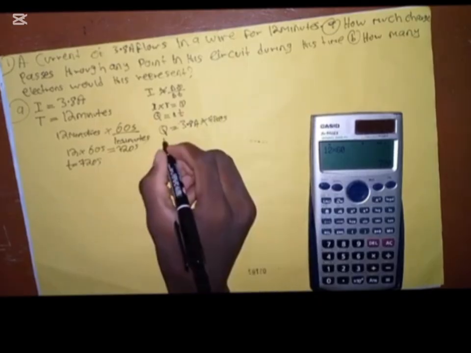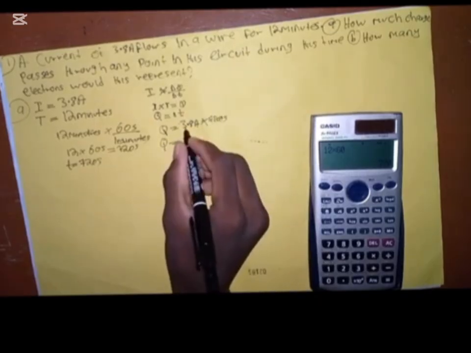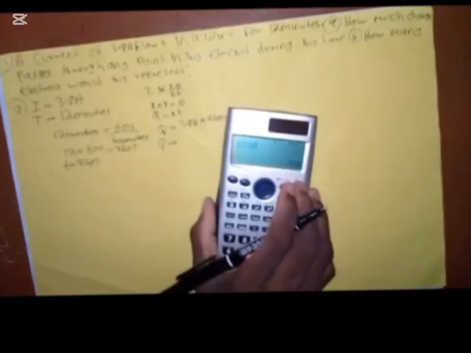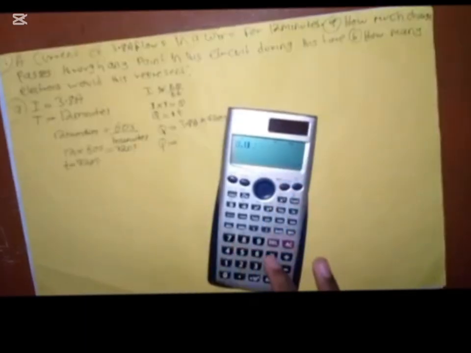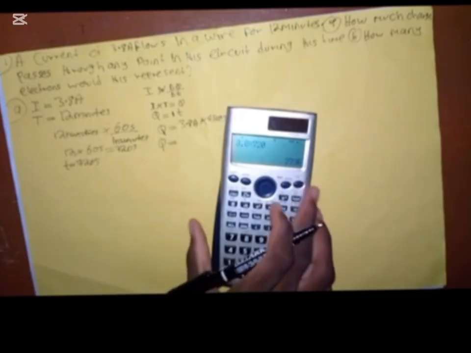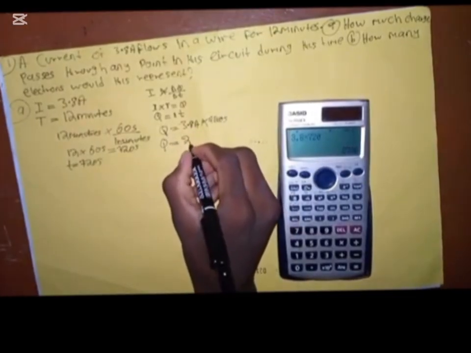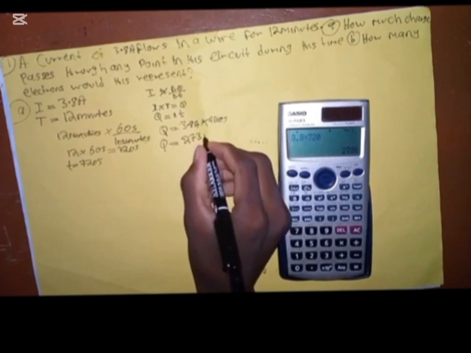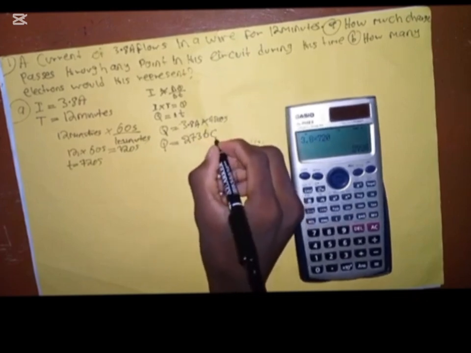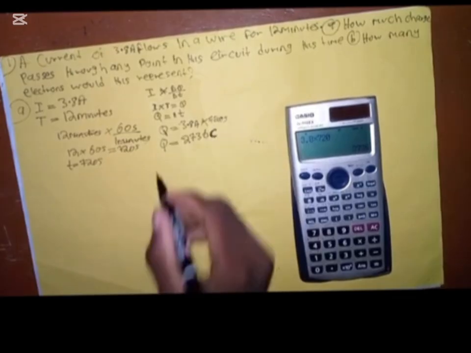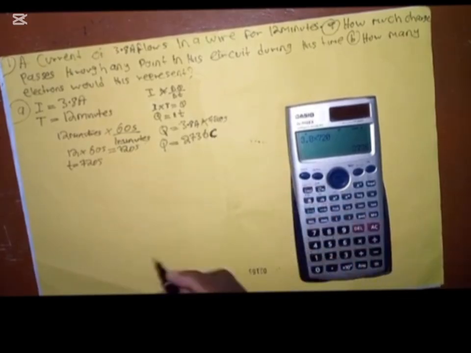Therefore the charge is equal to 3.8 times 720, which is 2736. So therefore the charge is 2736 what? Coulombs, because charge is measured in coulombs. Okay, let's move to part b.